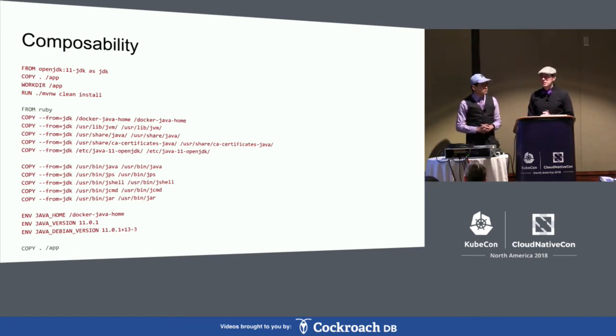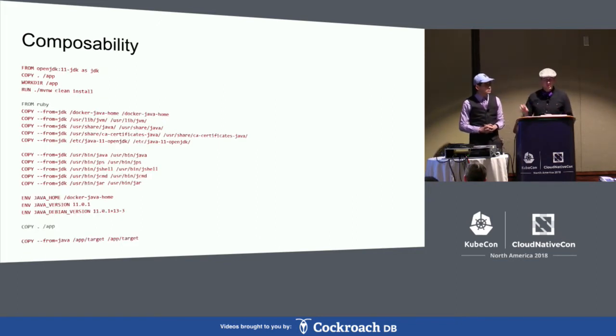Multi-stage builds don't do anything for environment variables, so I actually have to manually set those environment variables from the previous stage as well. Oh, but I need my application stuff too. So I also have to copy that target directory, the output of the Maven build that has my dependencies and my compiled code. I've got to copy that into my main Ruby image, and I want to do it in a way that doesn't bust the cache, that doesn't invalidate all the layers if I update my Maven or Java.